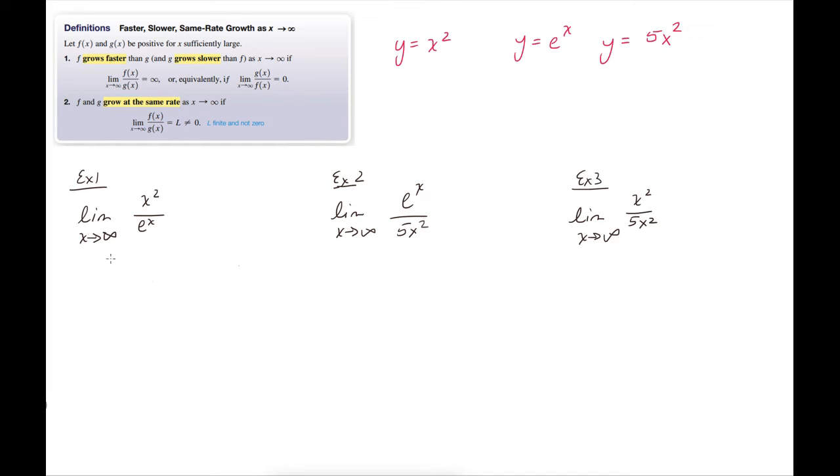Let's look at the first example. This is the limit as x approaches positive infinity of x squared divided by e to the x. Now let's think about our parent functions. X squared, that's just a nice quadratic, right? E to the x, though, that's an exponential. Which one grows faster? The exponential does. Because the denominator grows faster than the numerator, then the overall function, because of the limit, will approach 0.